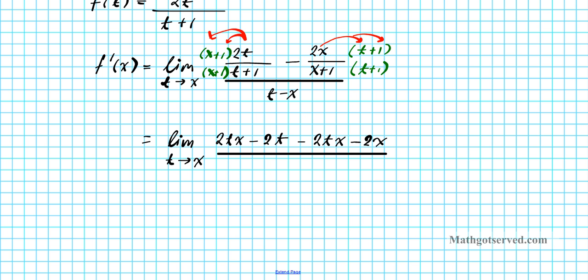But I'm going to write t minus x as a fraction. Wait a minute. Oh, I'm sorry. So the denominator is x plus 1 times t plus 1. Alright, I left out the denominator of the numerator. So there goes the denominator of the numerator. And then the whole thing now divided by t minus x. Alright, so how about I write t minus x as a fraction? How about I write it as t minus x over 1?